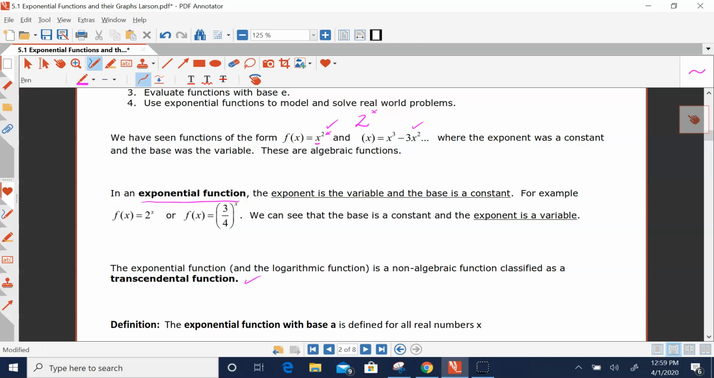So now what we'll see is the exponent is going to be the variable and the base is going to be a constant. So we're going to have some number raised to an unknown power x. Whether it's 2 to the x or 3/4 to the x, we can see that the base of 2 and 3/4 is constant, and it's the exponent that now will vary. So that changes the game with respect to the shape of the function and its properties.